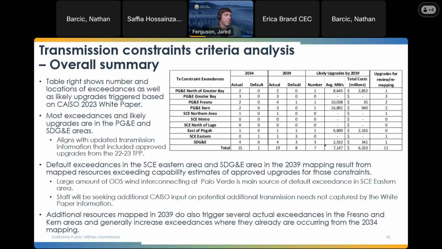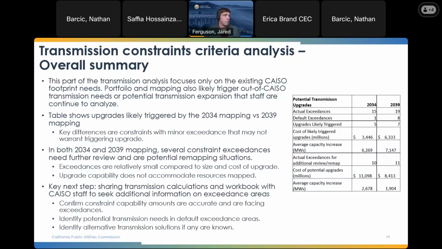Next slide, please. And so this is just noting what I was just talking about, and the idea that we are going to be working with the ISO to better understand these exceedances and their potential impacts. Next slide.